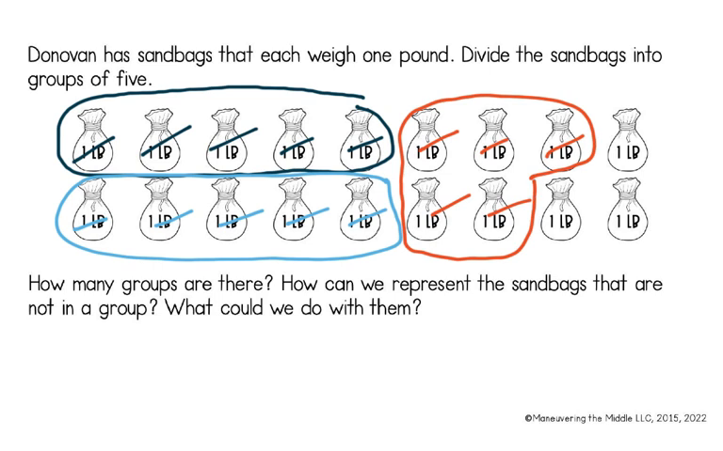And because it said to divide the sandbags into groups of 5, I can't put these 3 into a group because there's only 3 of them. There is not 5 of them. So how many groups are there? Well, I can see that there are 3 groups.